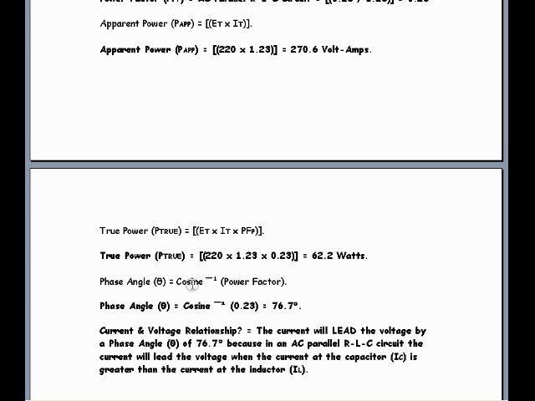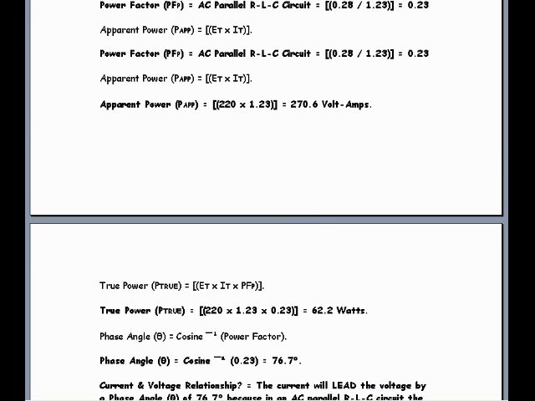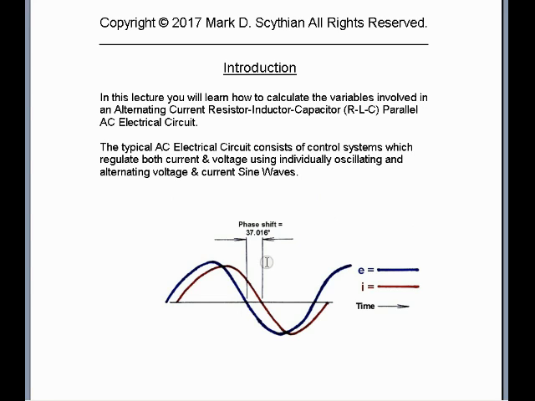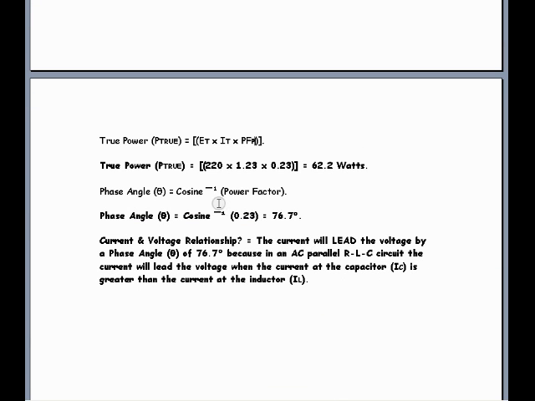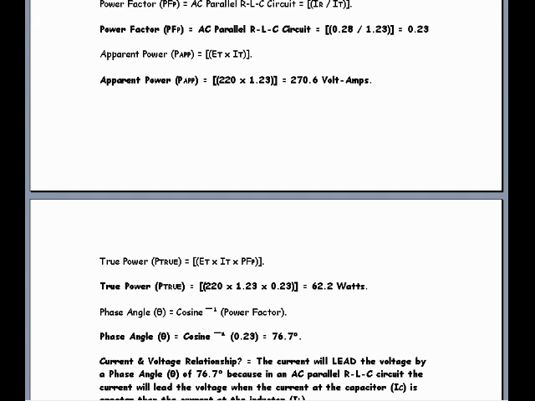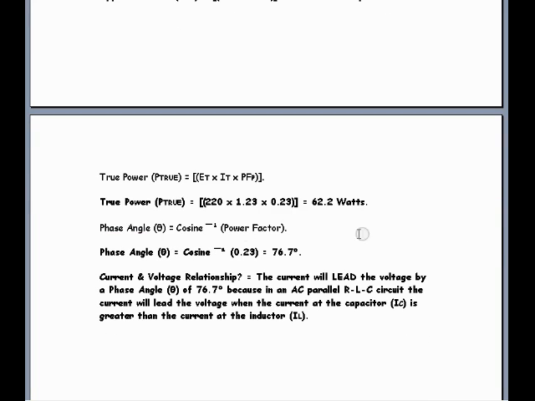Next, we calculate the phase angle, and like I said, going back to the introduction, the voltage and the current, if they're not in phase, will either lead or lag each other by a certain amount of phase shift degrees or a phase angle. That's what that implies. So if we go back down here, the phase angle is equal to the inverse cosine of the power factor. So what did we calculate? 0.23. If we take the inverse cosine of 0.23, that would equal 76.7 degrees phase angle.